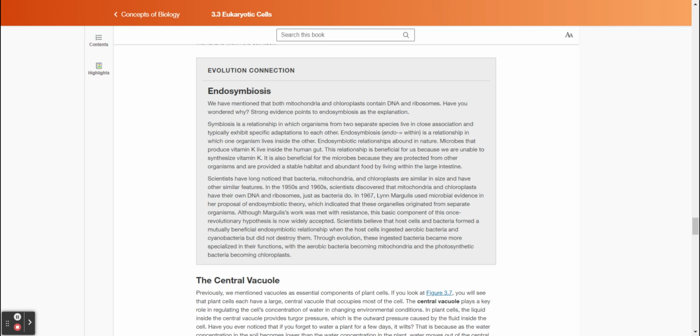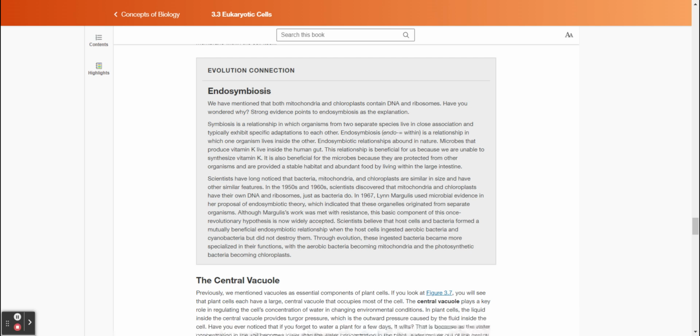Evolution connection. Endosymbiosis. We have mentioned that both mitochondria and chloroplasts contain DNA and ribosomes. Have you wondered why? Strong evidence points to endosymbiosis as the explanation. Endosymbiosis is a relationship in which organisms from two separate species live in close association and typically exhibit specific adaptations to each other.